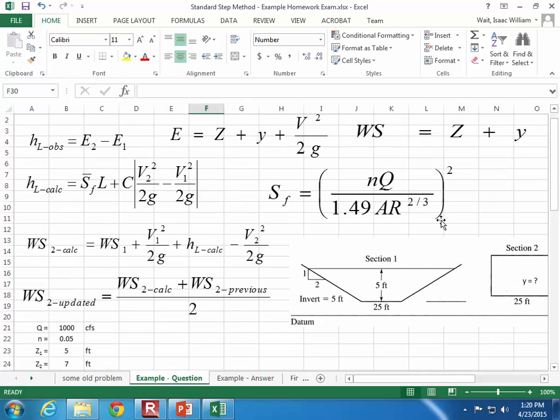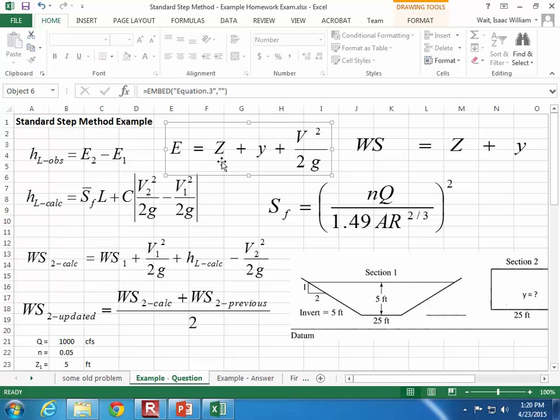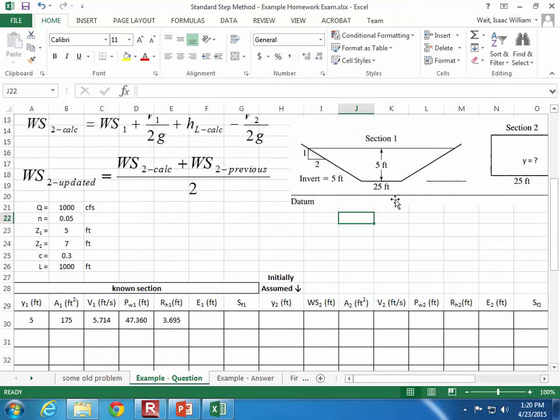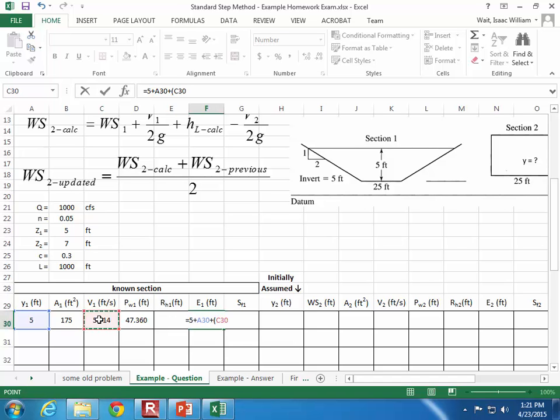E1. Okay, the first time we have to think maybe. E1 is talking about the sum of the z, the depth, and the velocity head. So at location 1, you can see that from the datum to the invert is 5. So 5 plus the water depth, which is also 5, plus the velocity head. So I can say v squared divided by 2 times g, 32.2. Okay, so that's E1. And now slope of the energy grade line at 1.